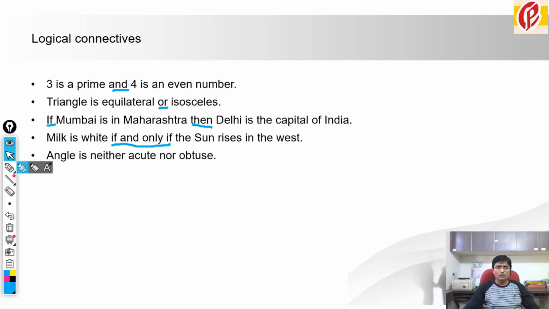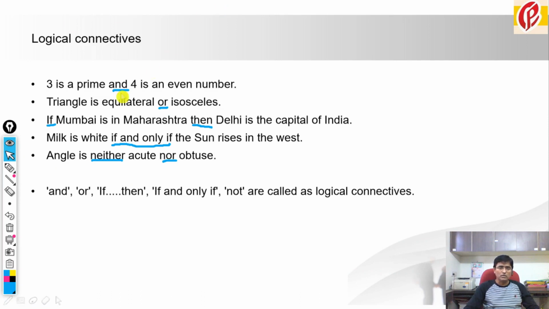Next, here angle is neither acute nor obtuse. Here angle is neither acute nor obtuse, means angle is neither not acute and angle is not obtuse. So these two statements are joined with the neither nor.